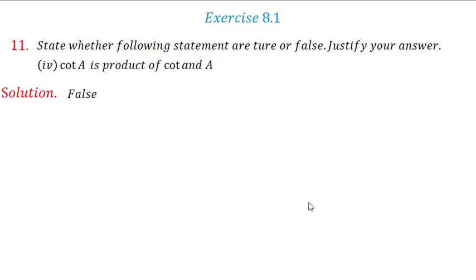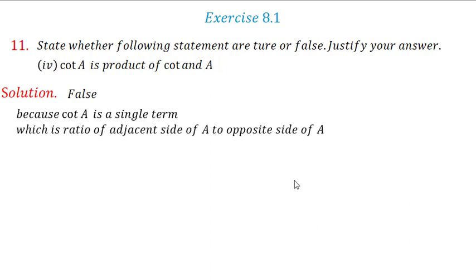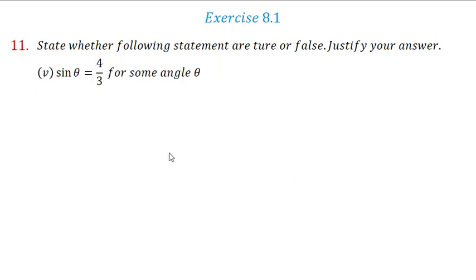Cot A is nothing but a trigonometric ratio of angle A, defined as adjacent side upon opposite side. So there is no meaning for cot if there is no A. So cot A is not cot into A. This statement is false. Sin theta is 4 by 3 for some angle theta. Again this statement is false, because sin theta is opposite upon hypotenuse. Now the hypotenuse is always the bigger side, so it is not possible that the hypotenuse is smaller than the opposite side. So this statement is false.